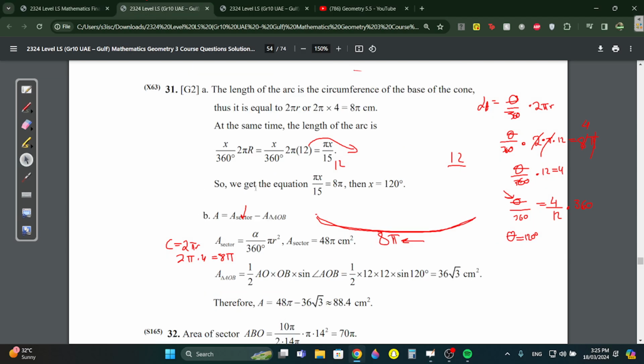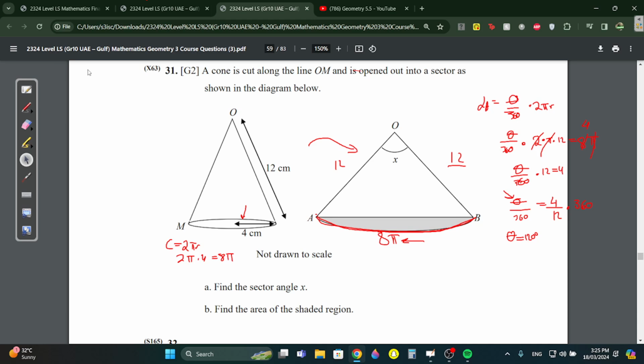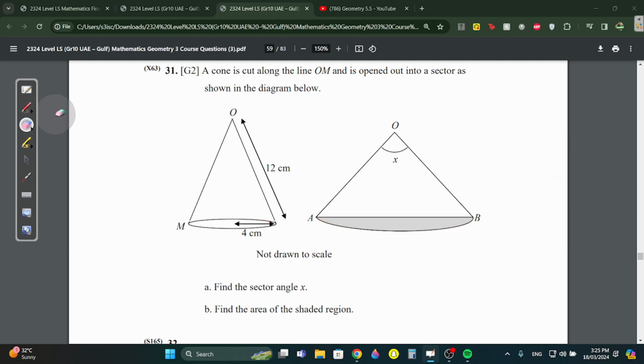Let me check the answer first. Theta equals, yes, 120 degrees. Quick recap: you have to find the circumference of the base, because that's the length of the arc, and then apply the formula theta over 360 times 2 pi r equals the length of the arc, and just substitute. You get theta equals 120 degrees. In the exam it was 60 degrees, here it's 120 degrees.